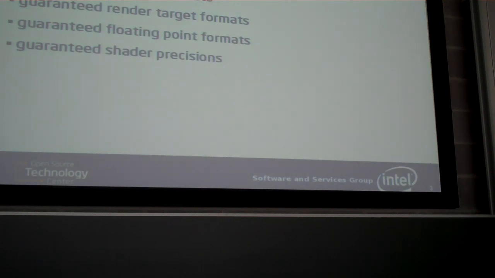Another major upgrade is that we finally have access to floating point textures. You would think this is something that's quite obvious, and we agree, but it's a brand new feature in OpenGL. You can finally have floating point data coming into it.